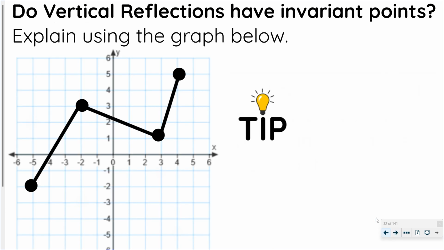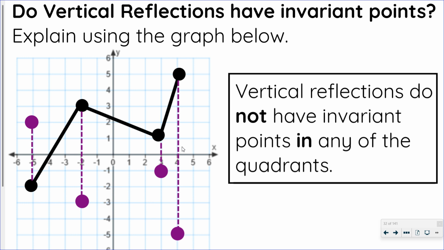So let's look at an example here of invariant points with vertical reflections. Are there any? Let's check. Let's first of all look at points here that are in some of the quadrants. For example, this point that is 2 below, when I reflect it becomes 2 above. This point here in quadrant 2, it's 3 above, reflected is 3 below, and so on. This is 1 above, becomes 1 below. This is 5 above, becomes 5 below. So it looks like all those points changed. And in fact, vertical reflections do not have invariant points in any of the quadrants.